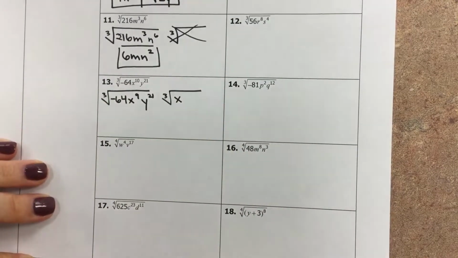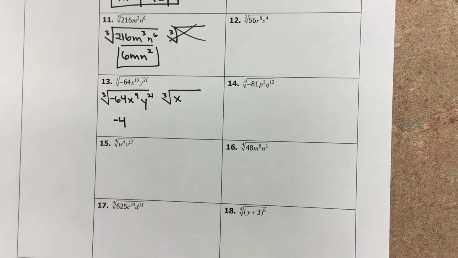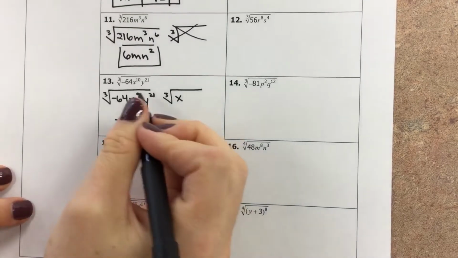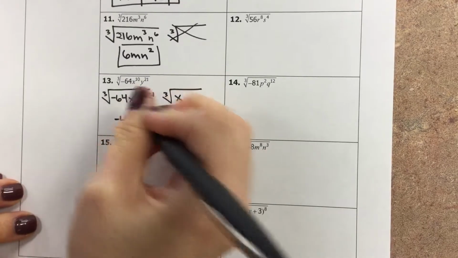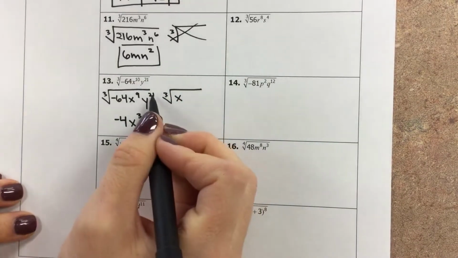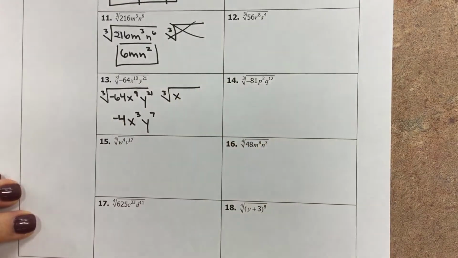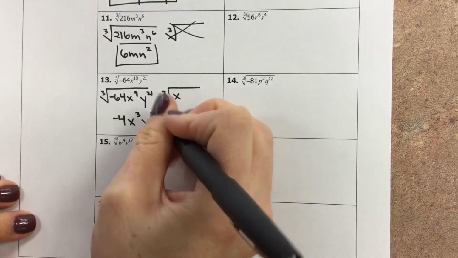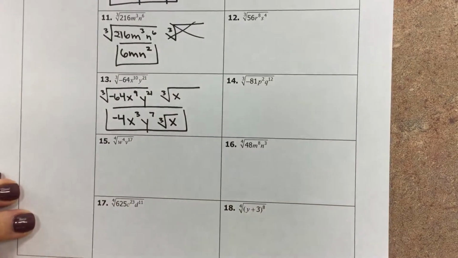So cube root of negative 64 is negative 4. Negative 4, negative 4, negative 4 gives me negative 64. And then my little trick, I take exponent divided by index. So 9 divided by 3 is 3. And again here, exponent divided by index, 21 divided by 3 is 7. And don't forget to write your index with your leftovers, and that is your final answer.